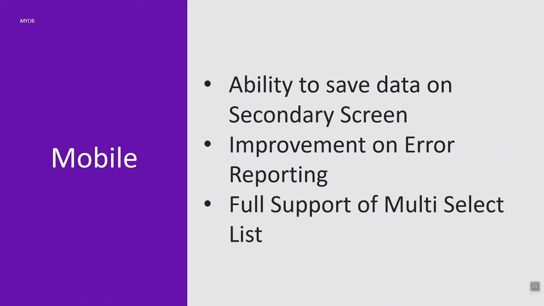It will be easier to review and troubleshoot errors on the mobile app because the tabs that contain the fields where the error occurred will be highlighted. And finally, multi-select lists are supported across all screens in the mobile app, whereas in the previous versions, this is only supported for document attributes.